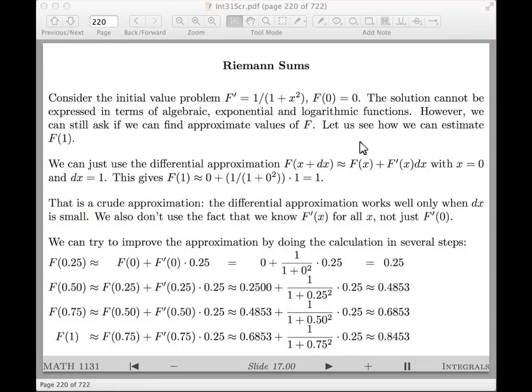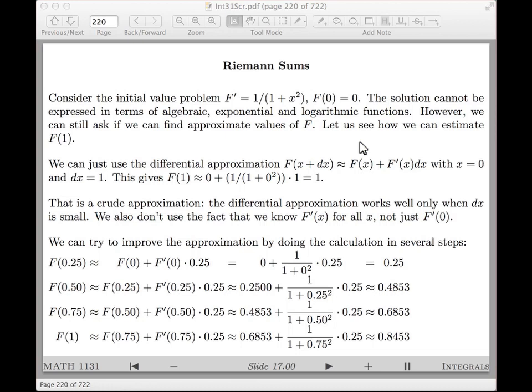We are going to be talking about Riemann sums. This is a slightly different approach to integration. To connect with what we did before, I will start by talking about how I can find approximate values of solutions to initial value problems. To fix our ideas, we'll work with a specific example.